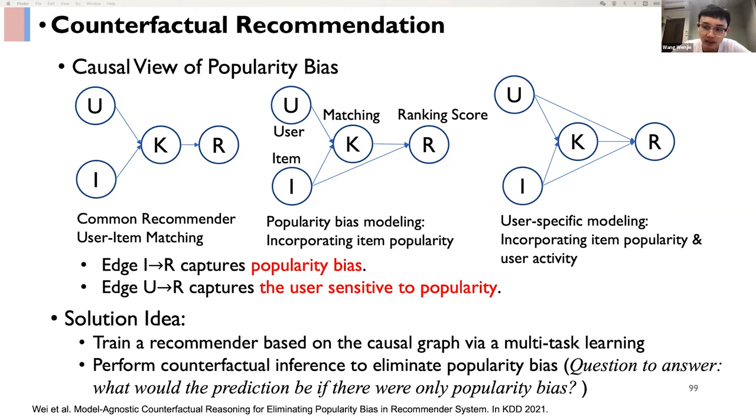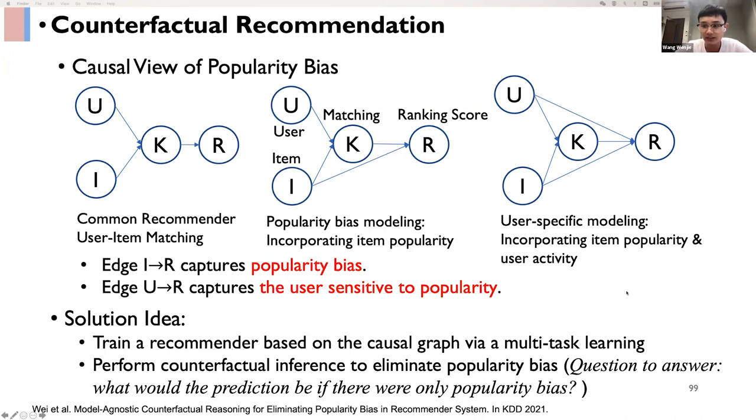Although popularity can lead to a high prediction score, they assume that the real prediction score is affected by three paths. One is the matching between the user and the item, denoted from U and I to K and then to R. Another is purely affected by popularity, so it's from U and I directly to R. The path from I to R captures the popularity effect of the item on the prediction score, and the path from U to R denotes the user sensitivity to popularity. For example, some users are more sensitive to popularity and will like popular items more. So the prediction score is actually a mix of the matching score and the effect from popularity.